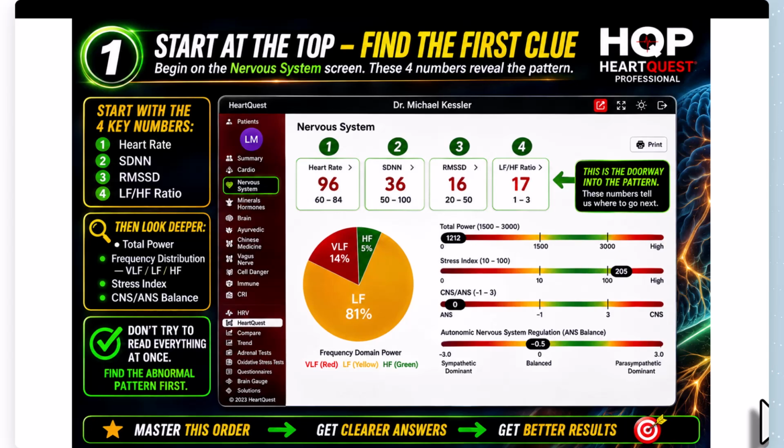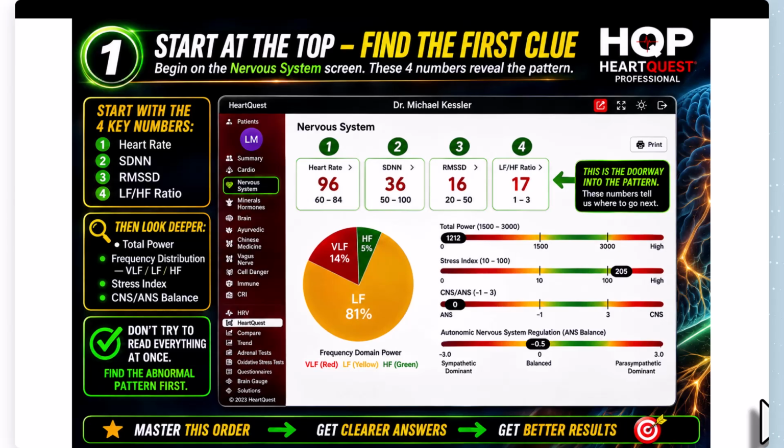The next thing you might want to look at and go a little bit deeper is the total power. How much energy reserve does this person have? And the optimal range is 1,500 to 3,000. And they're not too bad. They're 1,212, but it's still not in the range.